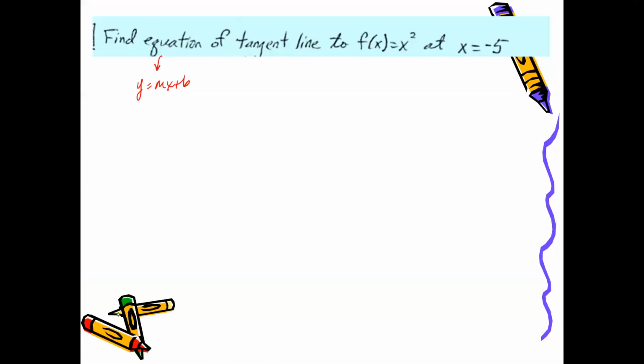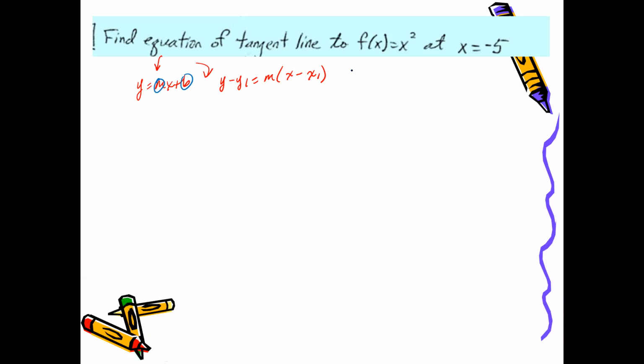Point-slope form is y minus y sub 1 equals m times x minus x sub 1. You could have a preference of which one you want to use. I actually always like to use slope-intercept form, so you need to have the slope and the y-intercept.